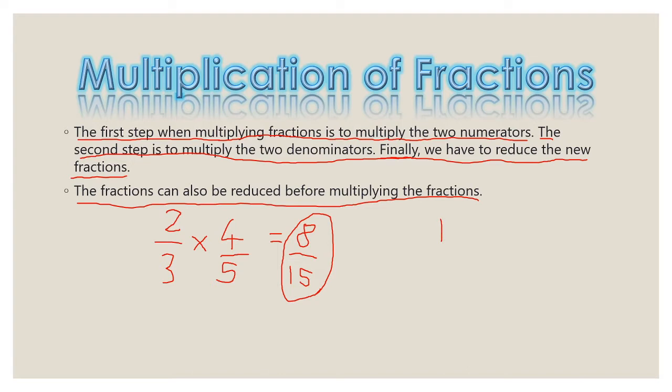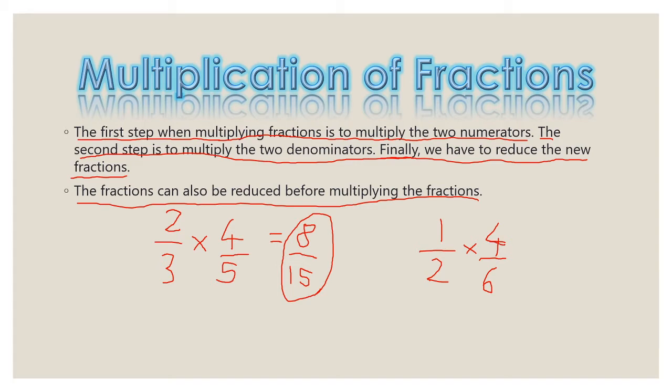Suppose we have two fractions, 1 upon 2 multiplied by, suppose I take, 4 upon 6. Now instead of multiplying the numerators and denominators first, I can first reduce them. How can I reduce them? There is one rule that whenever we are reducing, we have to reduce slant or in the upper one. Suppose we have to reduce with 2. I can either reduce it with 4 or with 1.